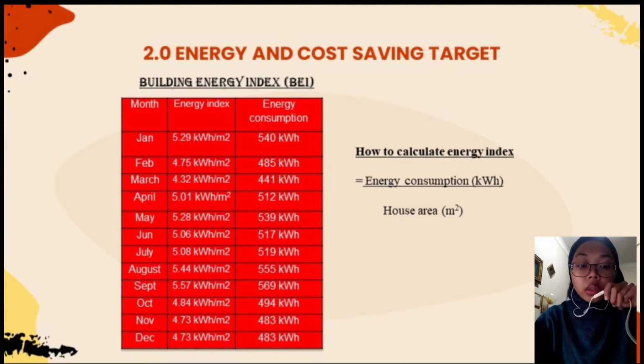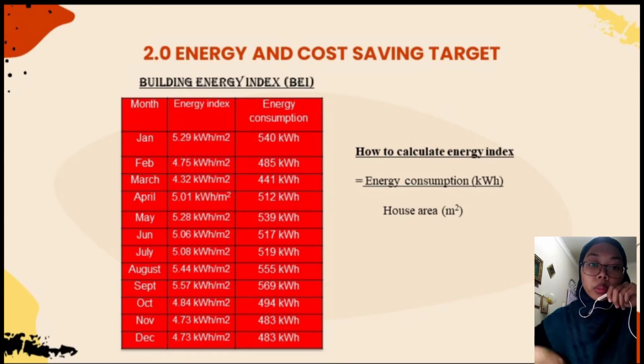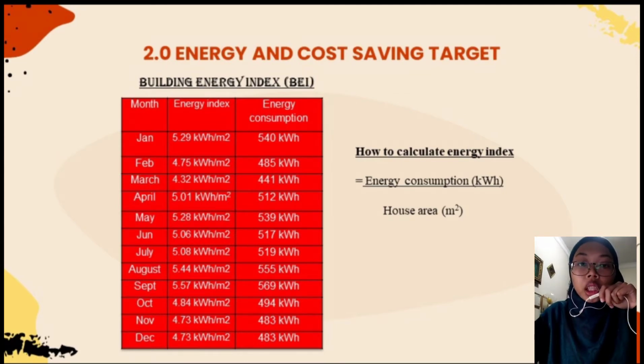Today I am Nurul Ashiki binti Razak and I would like to present my part, which is the energy and cost saving target. For this part, I used BEI, which is Building Energy Index. It is essentially a ratio of building total energy usage in kilowatt hour to building area, which we can get from the house area, measured in square meters.